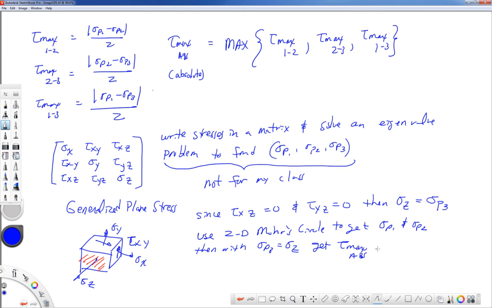Okay, now there's a graphical way to keep track of all this, and that's where this thing called 3D Mohr Circle comes in. And of course, a circle isn't 3D, but it's the stress state that's 3D that we're talking about. And so I'll show you how to set up this thing called 3D Mohr Circle next.